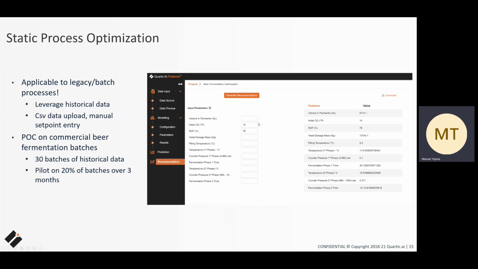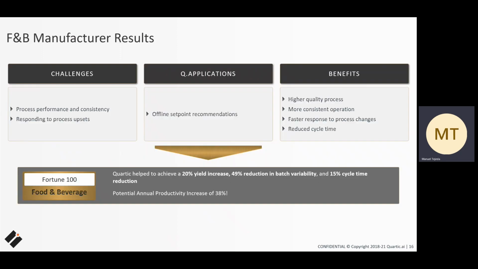So we do this completely offline with CSV data uploads. The user gets a recommendation for the set point that will meet the objective. They take that back to the process. The results are then uploaded back into the system to learn that control space. And through a proof of concept on actual commercial beer fermentation batches, we used only 30 batches of historical data, and a pilot on 20% of batches over 3 months yielded the following results.